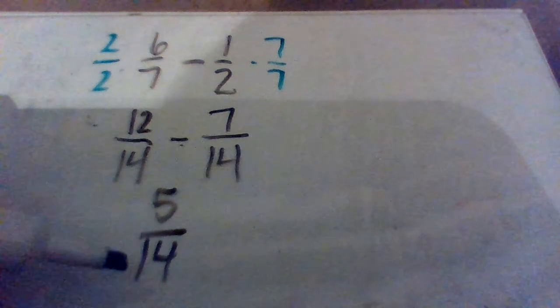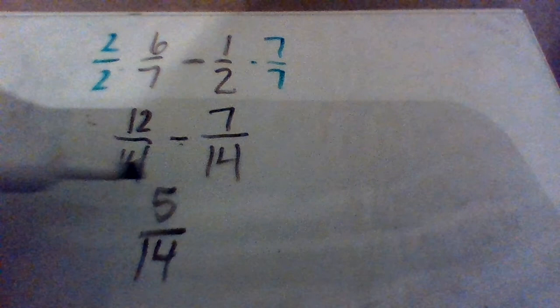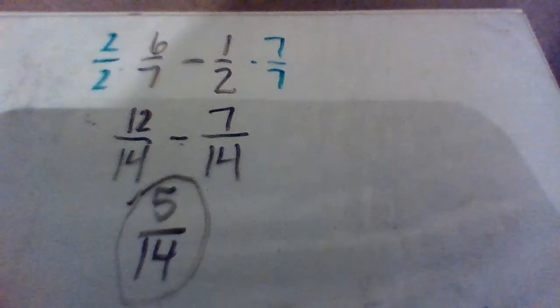5 is an odd number. 14 is an even number. I cannot do 5 times any number to equal 14. So that's my simplest terms.